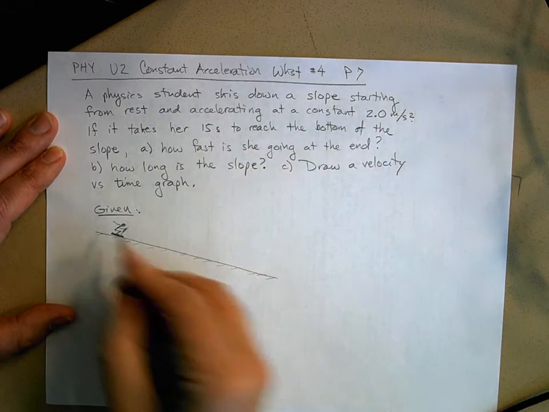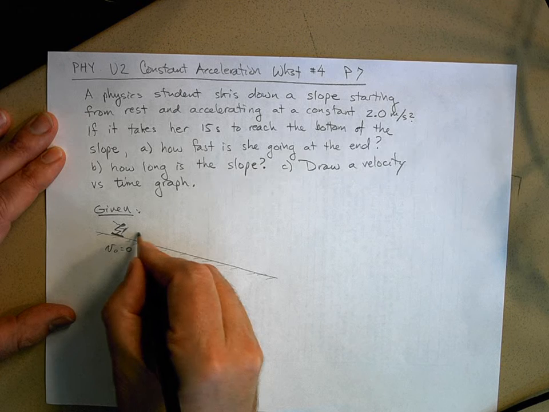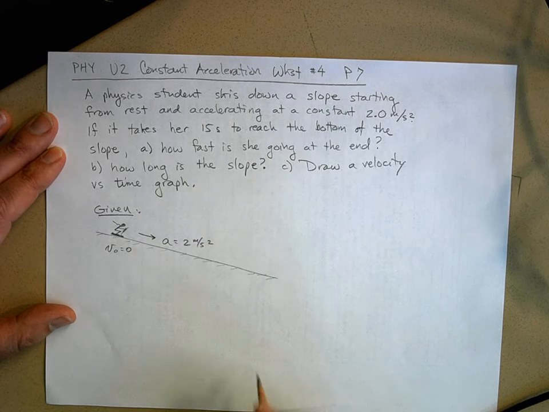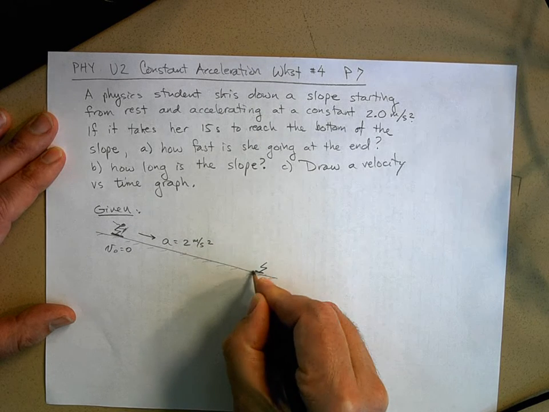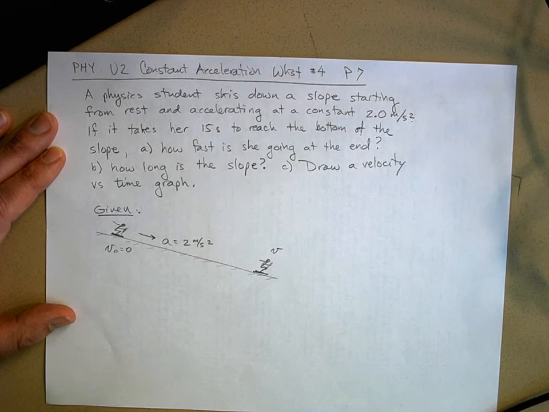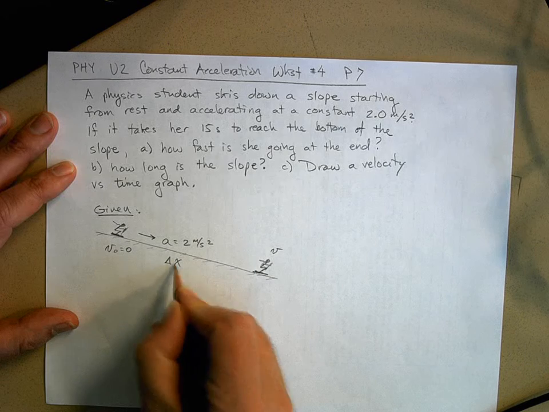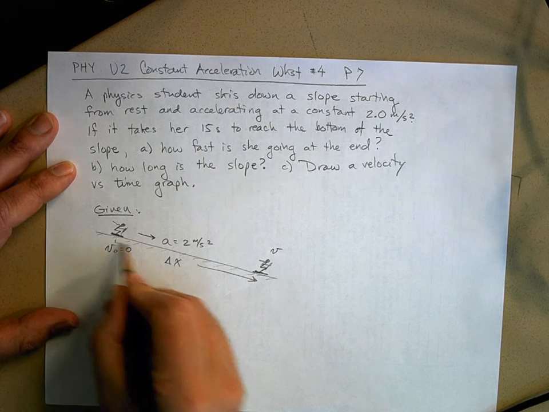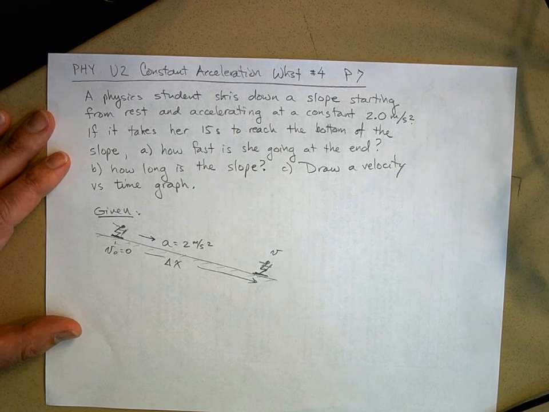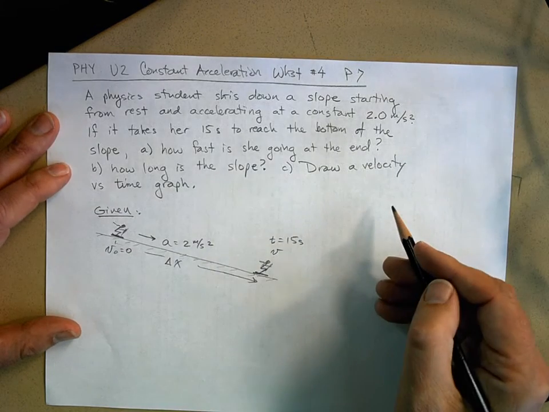Okay. Now, she's starting from rest so that we know V naught equals 0. And we know that the acceleration down the incline is a constant 2 meters per second squared. And we want to know what is her final velocity down here. Okay, so we want V final. And we want to know what delta x is, her displacement going down the incline. And then we want to draw velocity versus time graph. And we know that this takes place after 15 seconds. I think that's everything we know.